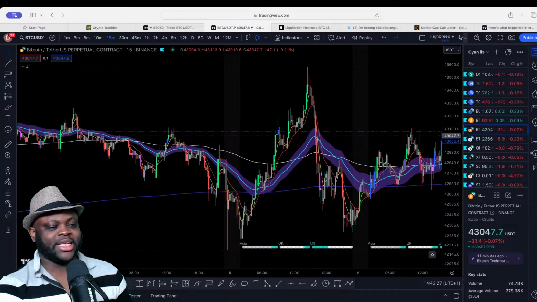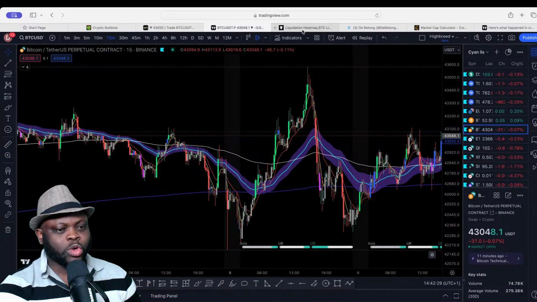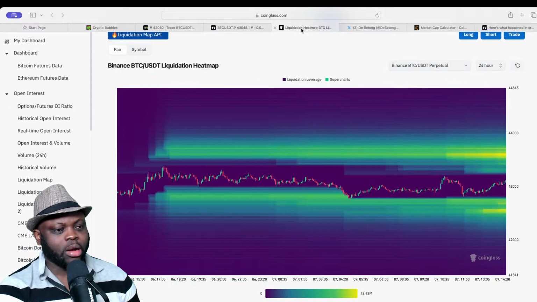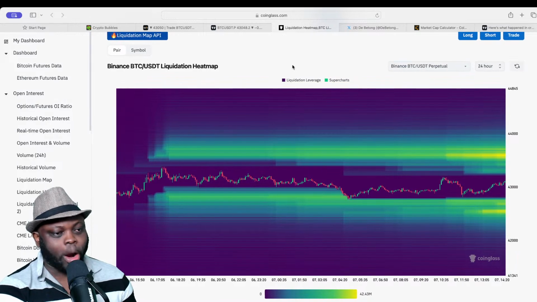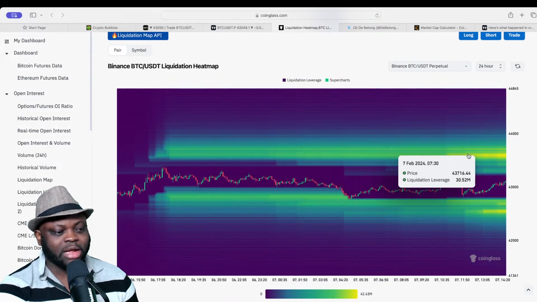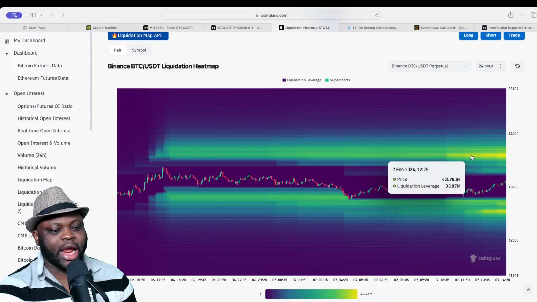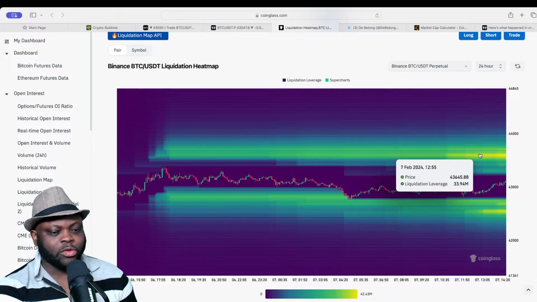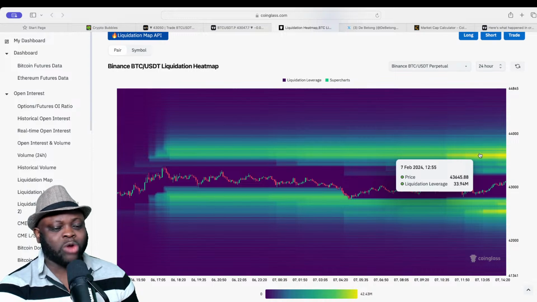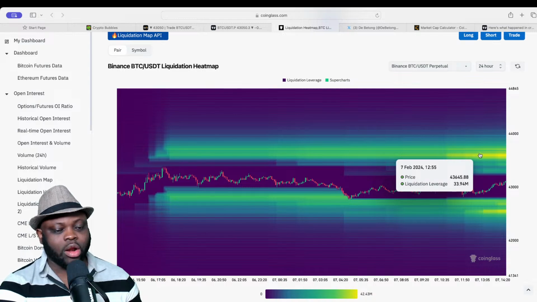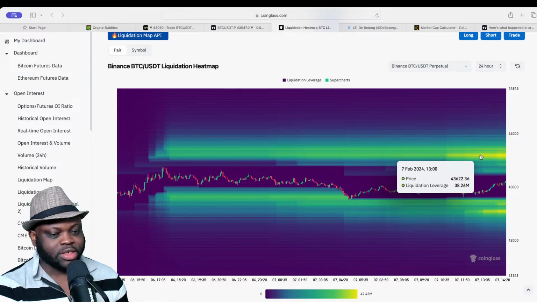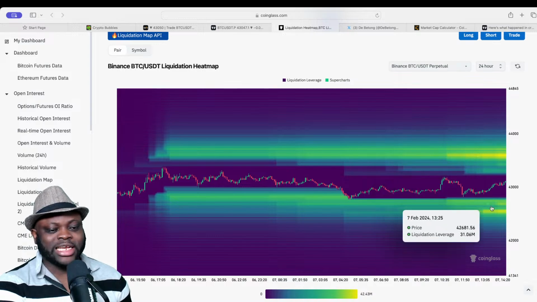You can as well come to this liquidation heat map. This is free, guys. You can go to coinglass.com and you're going to get this. Now, this is the zone where price can get to. Looking at the fact that the market makers are always going to take price to where liquidity is, because they want to liquidate those who are either in long or short positions, you now know that price can either come to this area or down here.